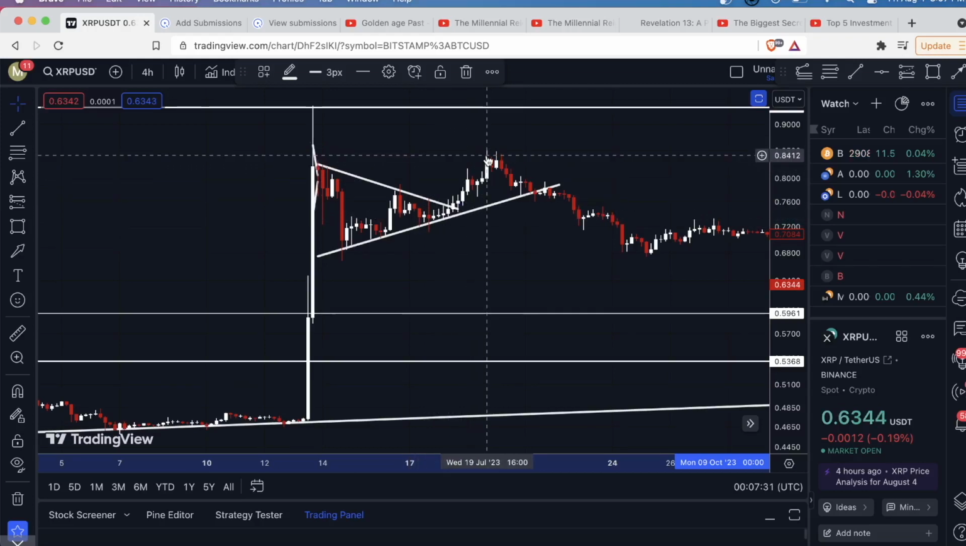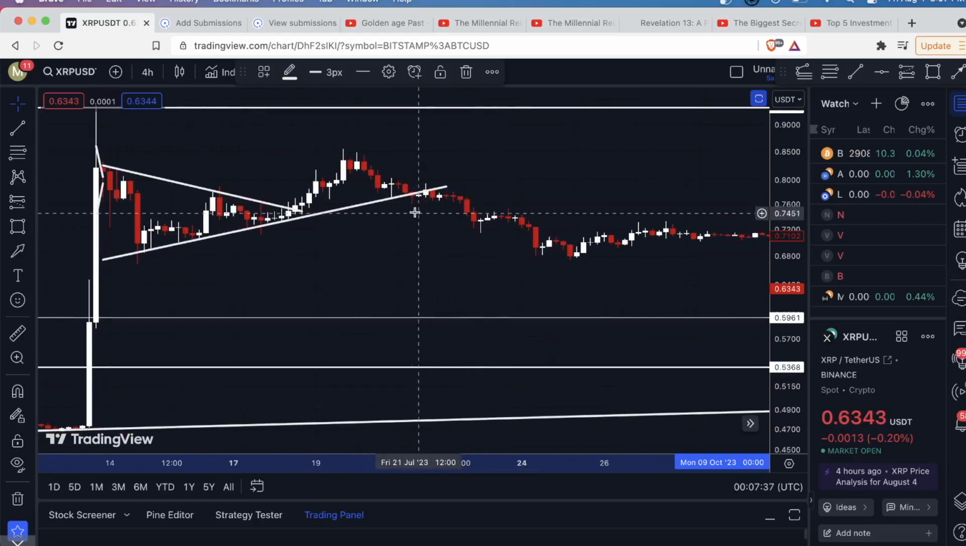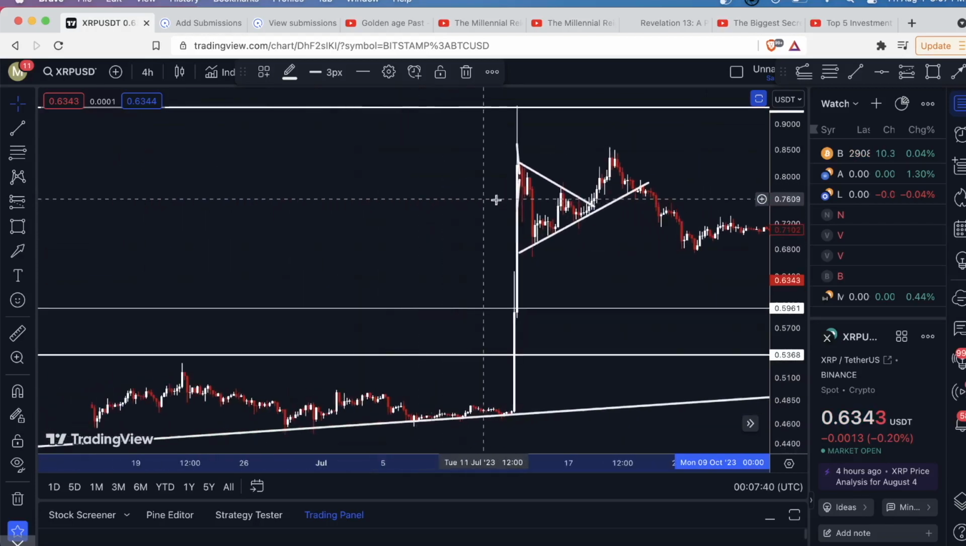I think Bitcoin crashed, and then it took Ripple along with it. It tried to put up a fight here at this upsloping level of support for a little while, but then we broke below it, retested it, and then ever since then, we've been on the way down.